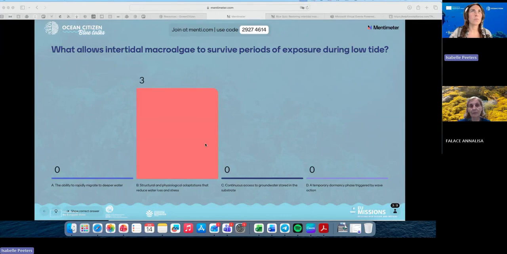Okay, so first question is, what allows intertidal macroalgae to survive periods of exposure during low tides? I think we already have a tendency. So is it the ability to rapidly migrate to deeper water, or the structural and physiological adaptations that reduce water loss and stress? Continuous access to groundwater stored in the substrate, or a temporary dormancy phase triggered by wave action? I think that one was quite obvious. So it's answer B. Let's move to the next one.